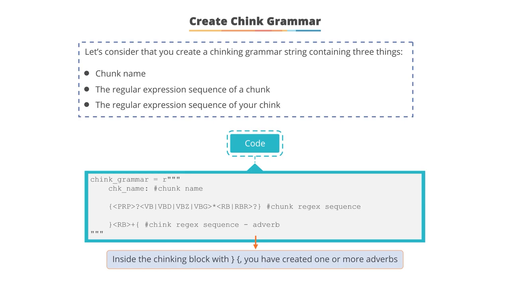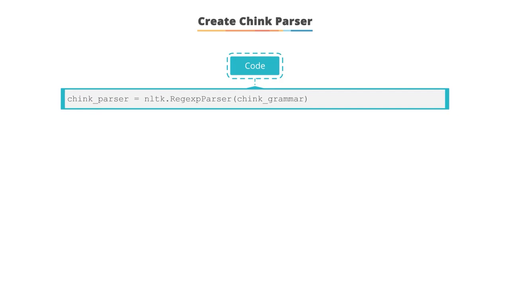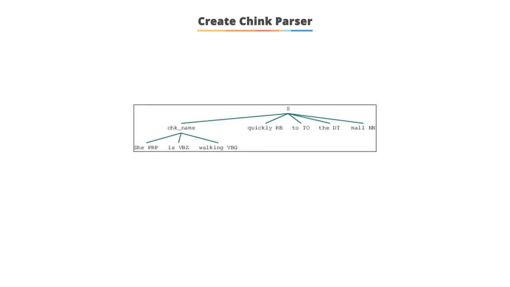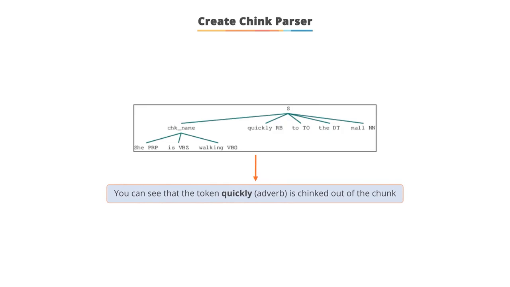You will now create a parser from nltk.RegexpParser and pass the chink grammar to it. Now use the new chink parser to parse the tokens sent3 and run the results. As you can see, the parse tree is generated. While comparing the syntax tree of the chink parser with that of the original chunk, you can see that the token quickly, an adverb, is chinked out of the chunk.